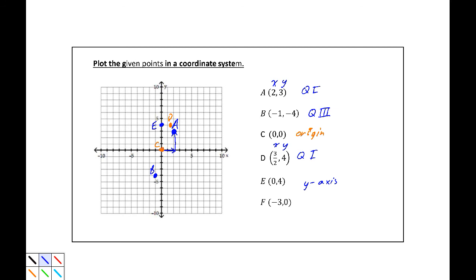And then our last point, F, is at -3, 0. So we'll go -3 in the x direction, to the left 3, and 0 in the y direction. So we'll actually be on the x-axis there as well.